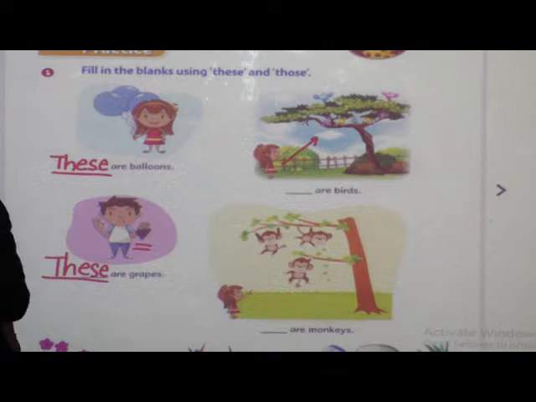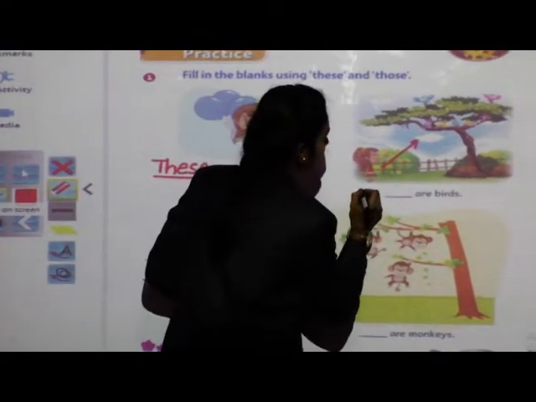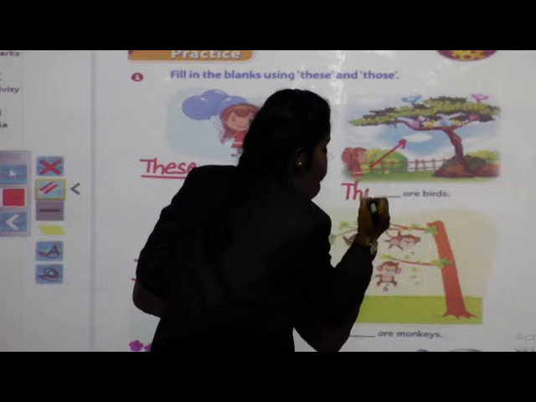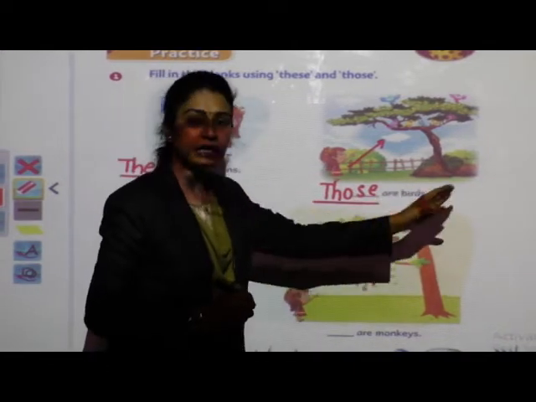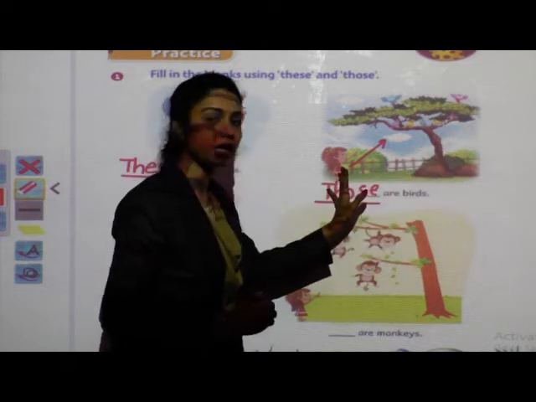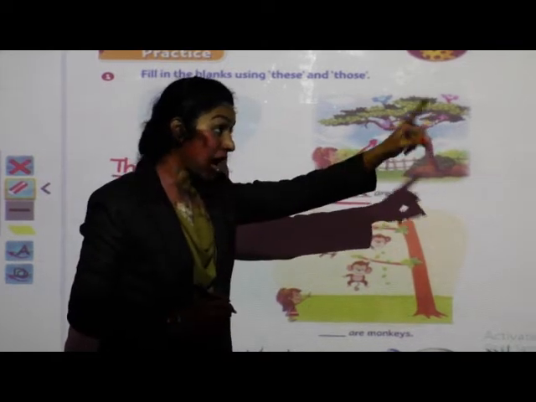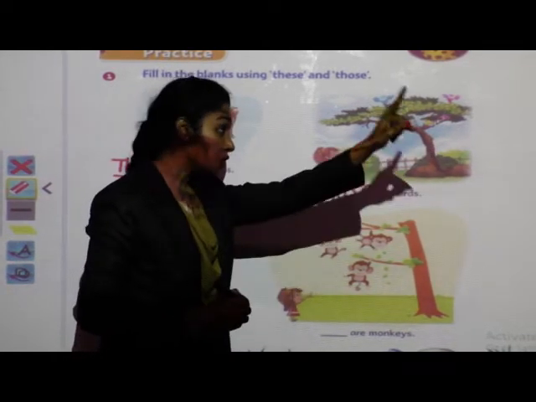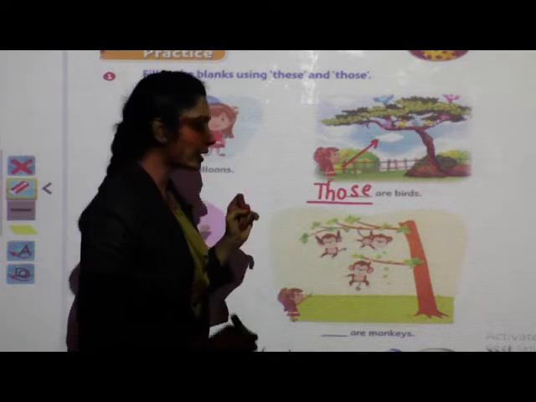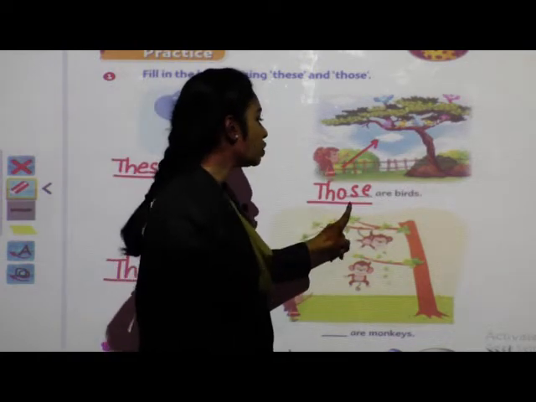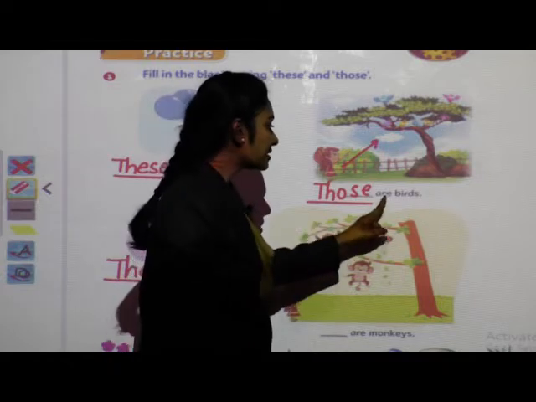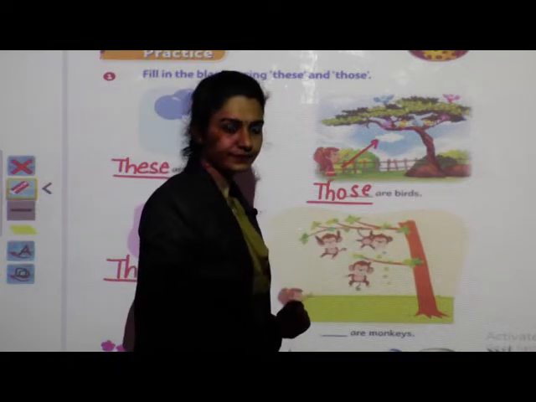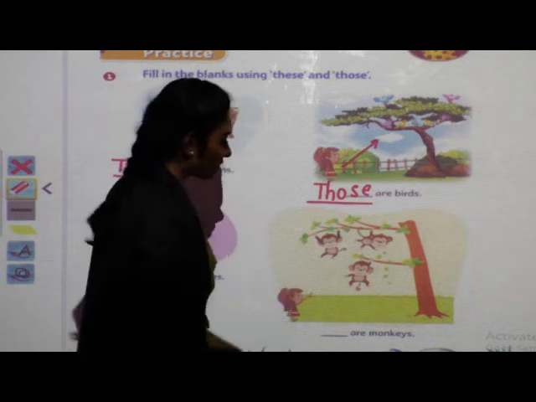And why are we using those? Come on, tell me. Because the quantity of birds is more and those birds are far from this girl. So she is saying those are birds. Repeat after teacher. Those are birds. Those are birds.